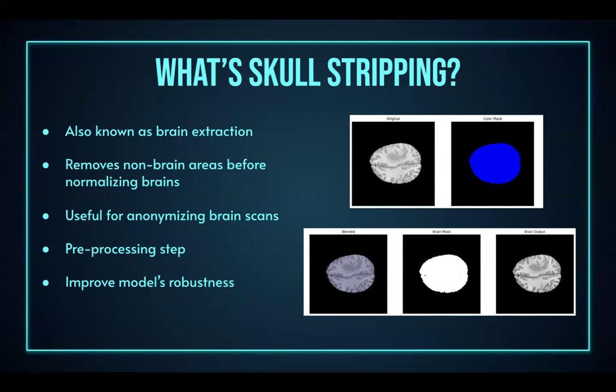robustness. And as you can see, here's an example where the original image was applied to a color mask and was also blended, and it's either a color mask or a white brain mask, and the final output, which is the same as the input basically.